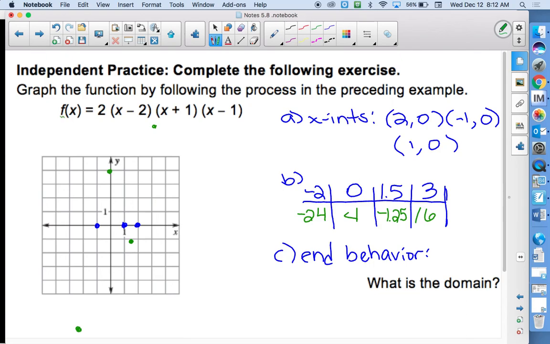So the last part, the end behavior. It's odd because there are 3 factors, there are 3 x-intercepts, and it's positive. So that means the left goes down and the right goes up.